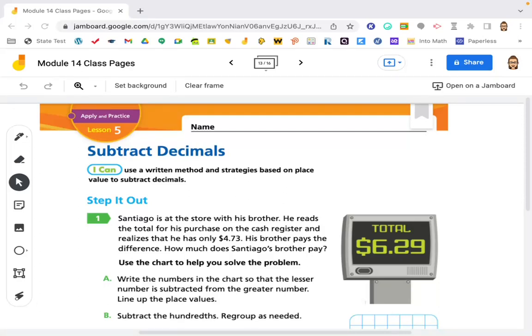Hello, my mathematicians. Today we are looking at Module 14, Lesson 5, which is all about subtracting decimals. Hopefully by the end of this lesson, you'll be able to use a written method and strategies based on place value to subtract decimals.